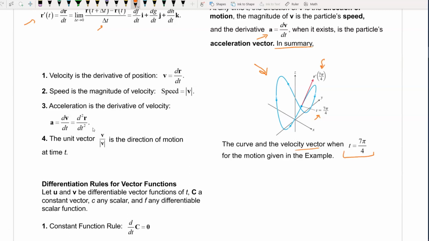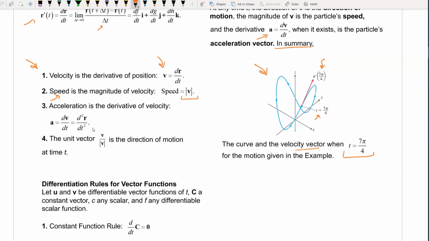So we're gonna have an example for derivatives. But here we have number 1, velocity is the derivative of position. So this part is repeated. V is equal to dr over dt. This is the first derivative of vector function r. And speed is the magnitude of velocity. So speed is equal to the absolute value of v.